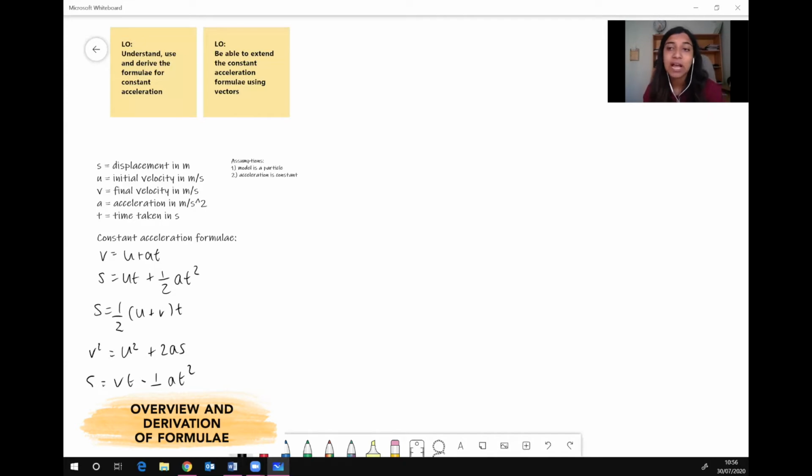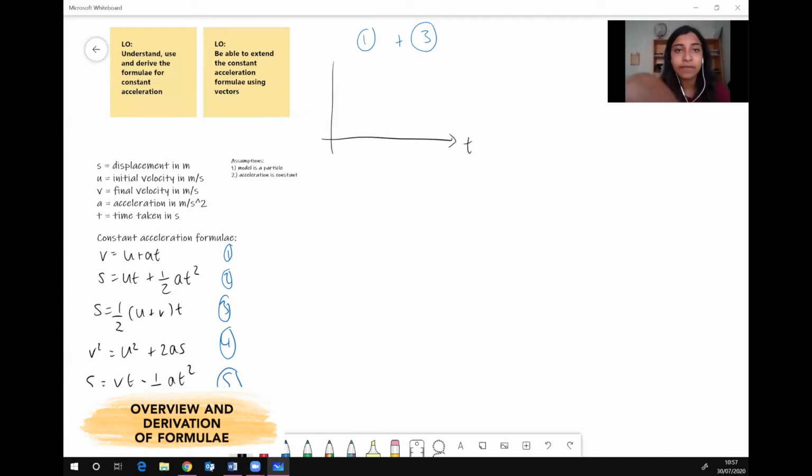So now let's go on to how we can actually derive them. If we label these 1, 2, 3, 4, 5, we can derive equation 1 and 3 using our velocity time graph. So if you remember what a velocity time graph looks like, you have t on this side and velocity here. And then if we start from our initial velocity u, and then we have constant acceleration, it's just going to be a straight line with positive gradient. And where it ends, that's going to be our final velocity v, and the time it takes is t.